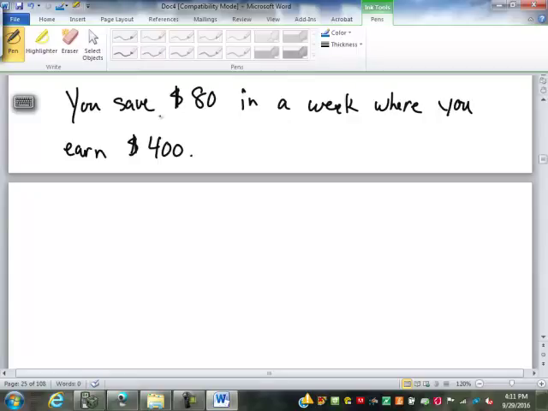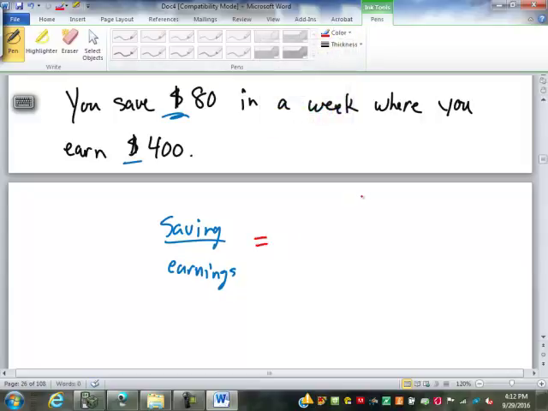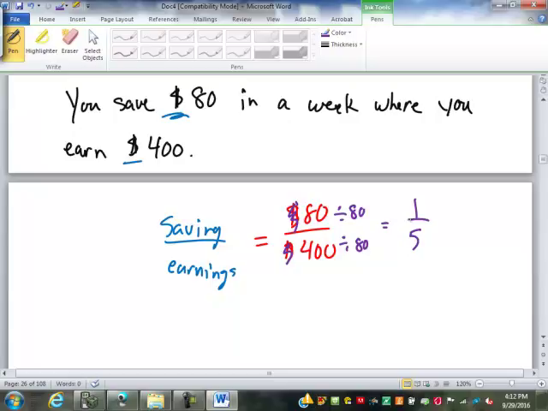This will be a ratio because we're comparing dollars to dollars, and we wanted to compare savings out of earnings. This is one where just the larger number would go on bottom as typical. So you have $80 savings out of $400 of earnings. The dollars will divide out, and both of those can be reduced by 80. Gives you a 1 out of 5. So you save $1 out of every $5 you earn. Any questions?